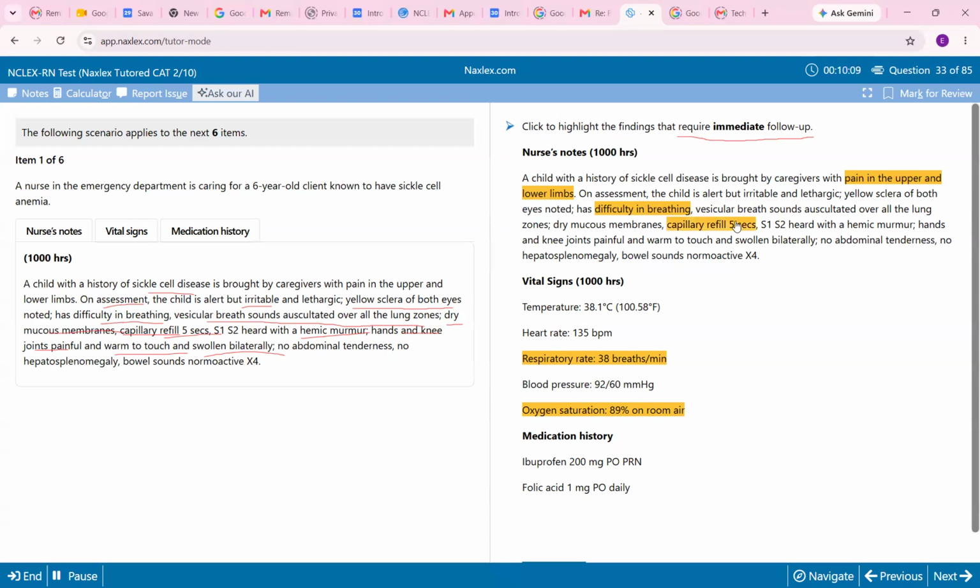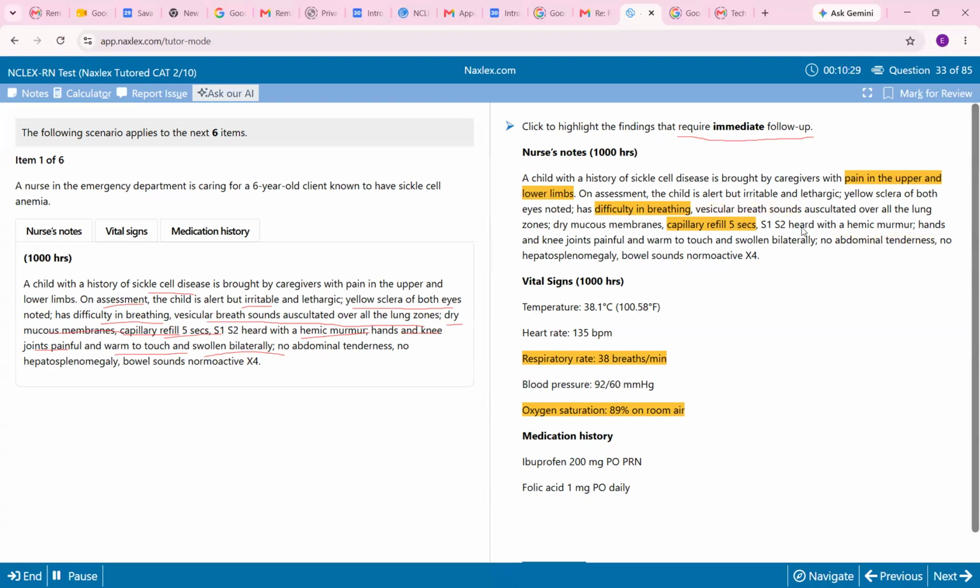So capillary refill should always be less than 3 seconds, not 2 seconds, 3 seconds. But here it is showing 5 seconds. That means delayed perfusion, delayed capillary refill. Okay, that means there is inadequate perfusion. Next.